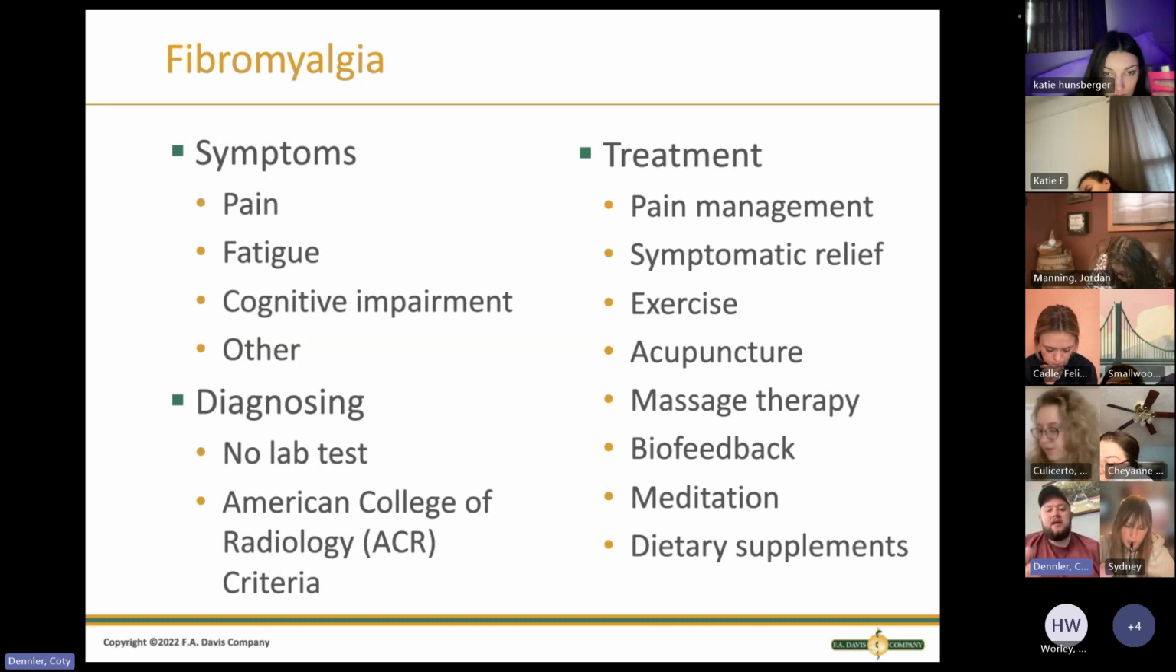Again, for diagnosing this, there is no lab test. There are some criteria that the ACR has to try to diagnose that, and it's more or less looking at your history. Their diagnosis says widespread pain for at least 3 months. It has to be on both sides of the body, and it has to be above and below the waist. You have to also have that fatigue with diagnosing fibro.